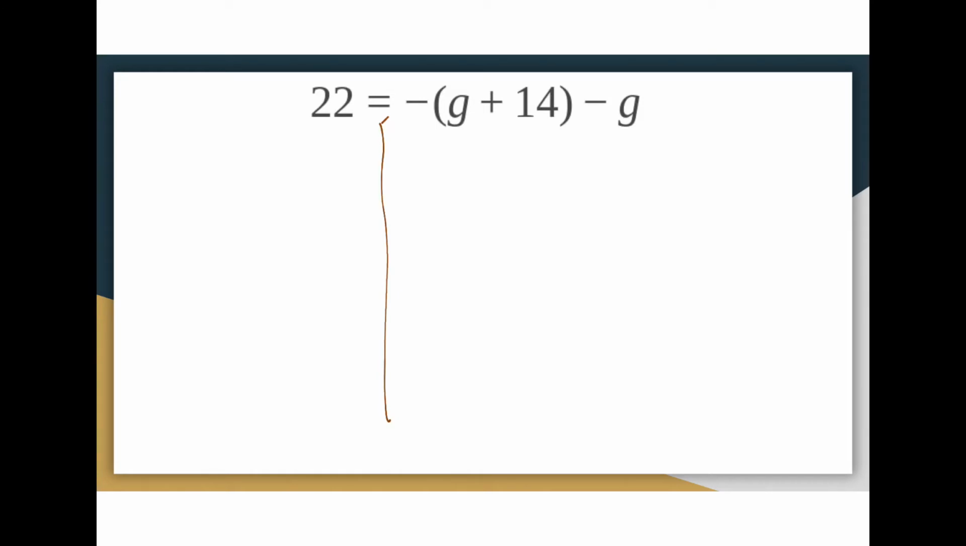First up here, I want to take this negative and I want to distribute it to both pieces here. Think of this as like a -1 again. Remember, there's always an invisible 1 there. So this is going to turn into 22 equals negative g. And a negative times a positive is a negative, so minus 14 minus g.